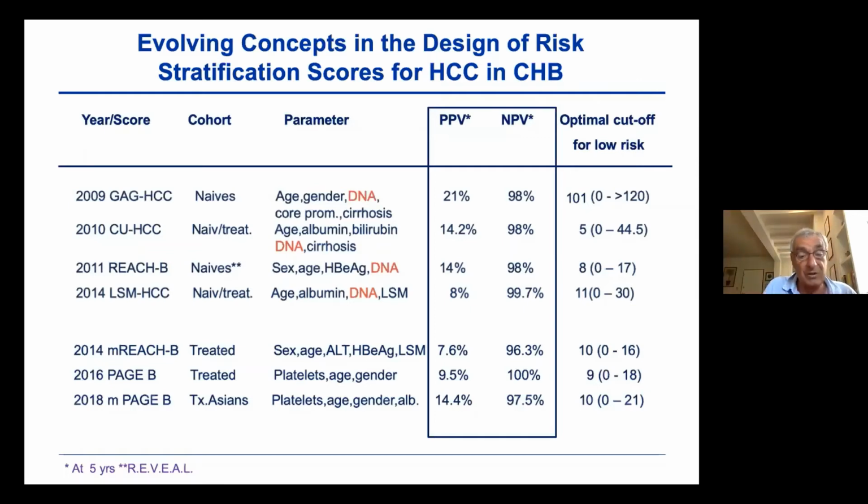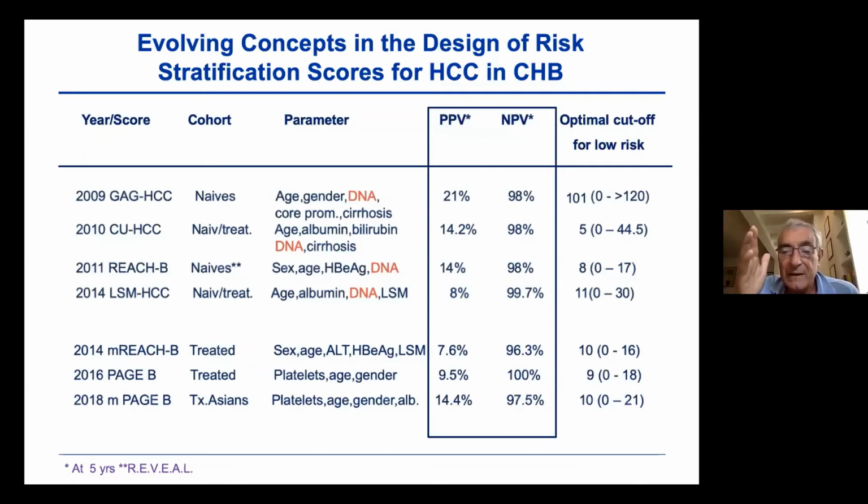But the first score to be generated to investigate the treated patient was the modified REACH-B, that was generated from the REVEAL cohort in Taiwan. You know, the REVEAL cohort was the one that first identified serum levels of DNA to be predictive of liver cancer, and subsequently there was a strengthening by the addition of other parameters to generate a nomogram that included also quantitative HBsAg. But to be clear, what was a real breakthrough in these very last scores was the introduction of the assessment of liver stiffness as a parameter predictive of cirrhosis and advanced liver disease.